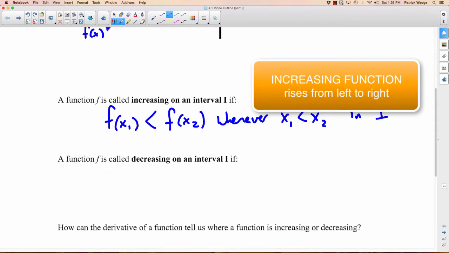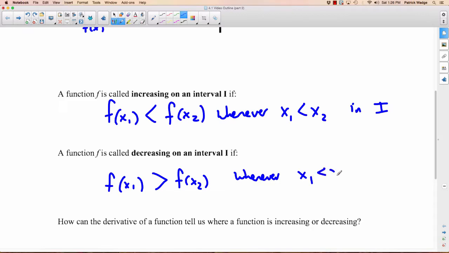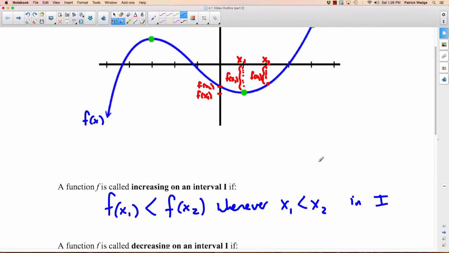Now for decreasing, it's almost exactly the same. You could probably fill in already what it's going to say. It's going to say a function is called decreasing on an interval I if f of x1 is greater than f of x2 whenever, now don't get fooled here, this should still say whenever x1 is less than x2 in I. So let's look at that on the same function up here.